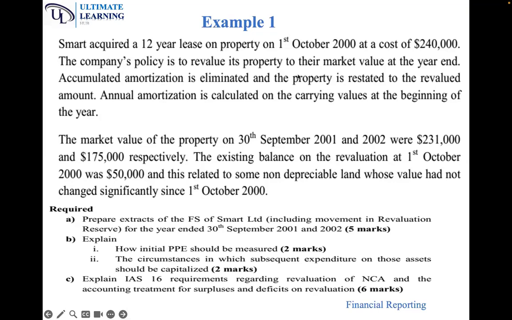Is revaluation upwards the same as revaluation surplus? Yes, it is the same. David, it is the same. Okay, let's now read the question. Please, let's be attentive in this question.